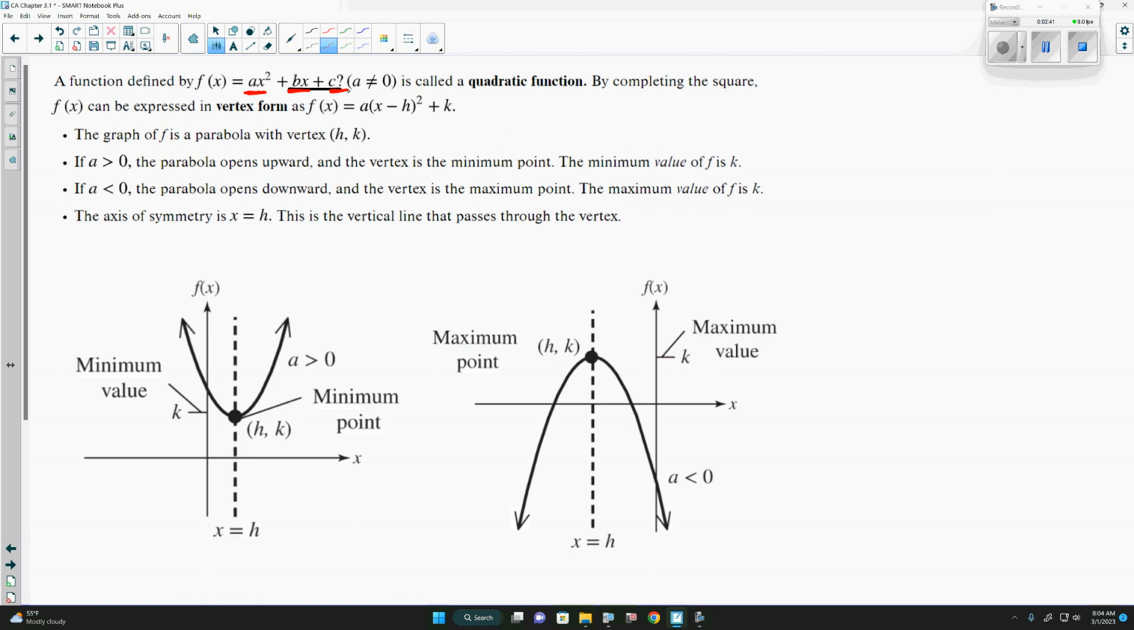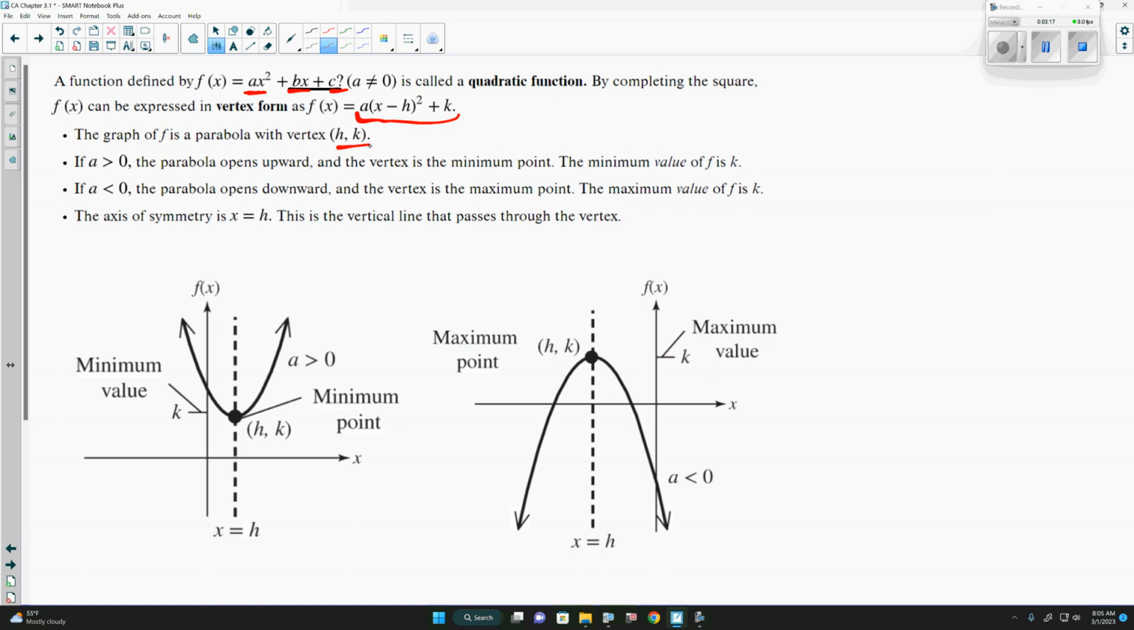We consider it to be in vertex form if it's in the form of a times x minus h squared plus k. The graph of f is a parabola with a vertex of h comma k. It's the highest or lowest point, our maximum or minimum point. So in ALEX, especially when it talks about the maximum or minimum value, we're talking just about the y. For all the ones we're going to look at, we're talking about y. What is the highest or lowest y value that we will have?